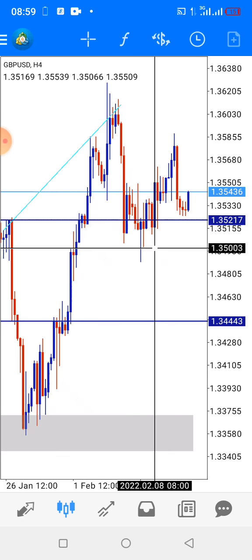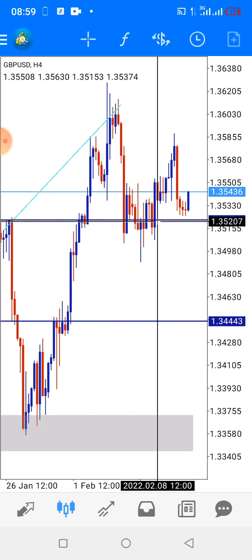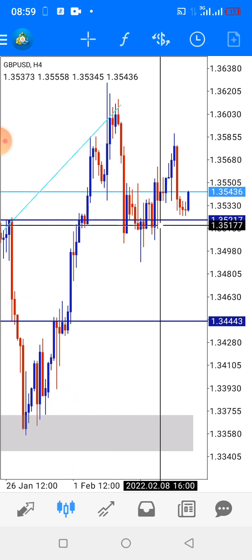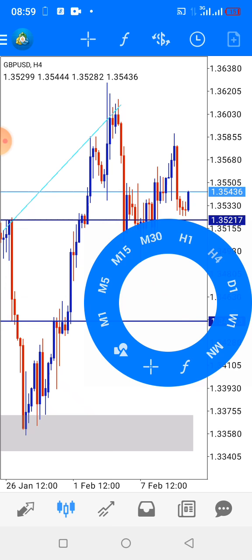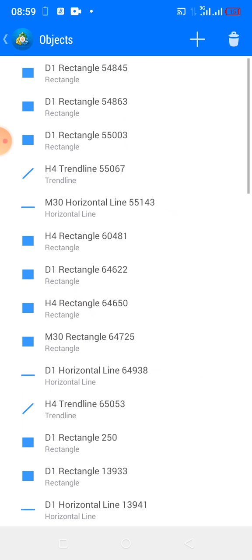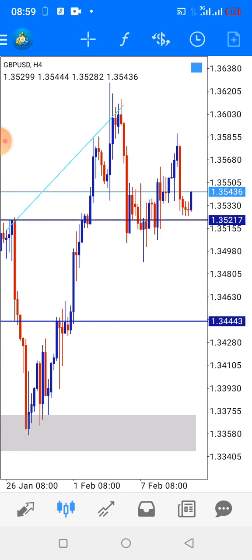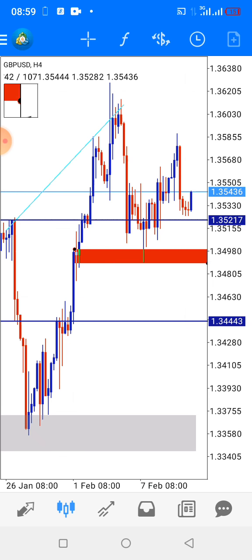I want to give you the kind of setup that once you mark the zone for break and retest, that's a key level. The next thing is to look for a demand zone within that area. So you can mark this one. I can see one demand zone now. You can mark this one like this. This is an area of volume.